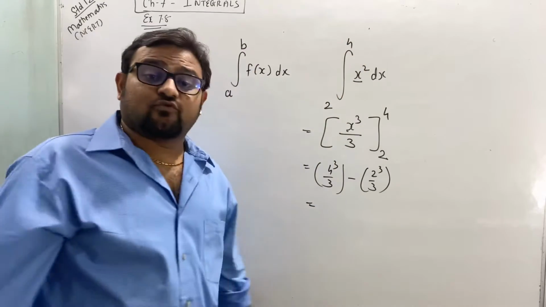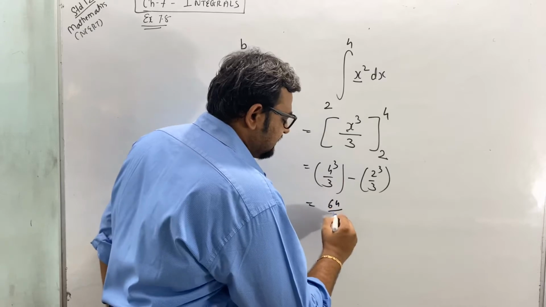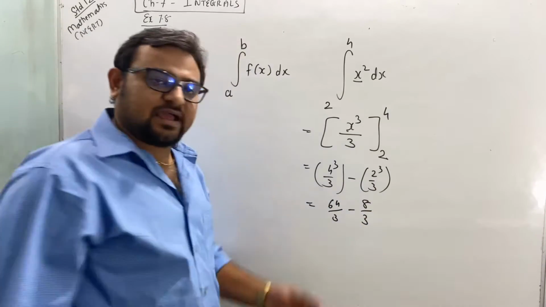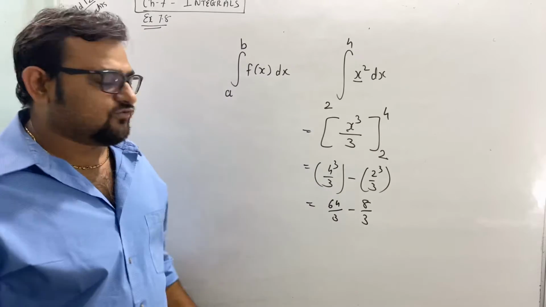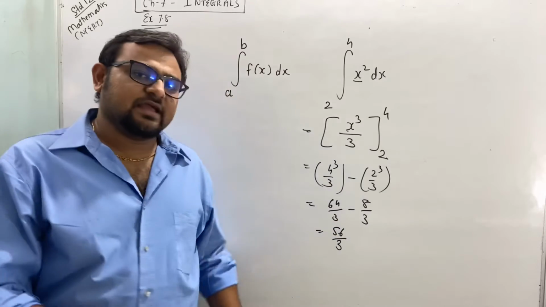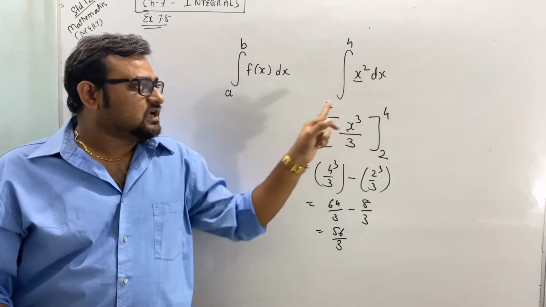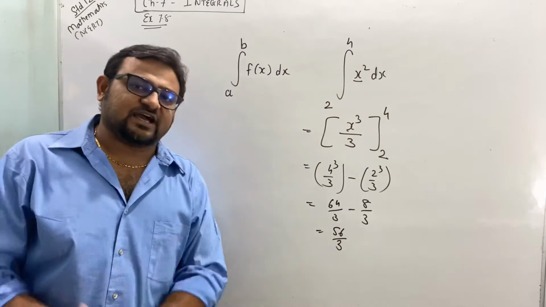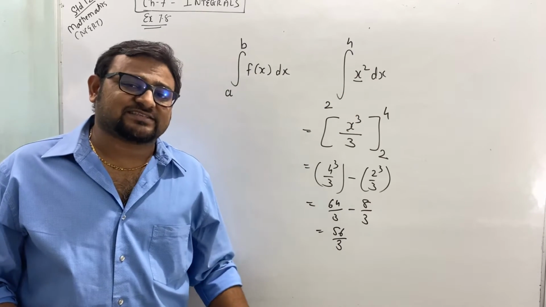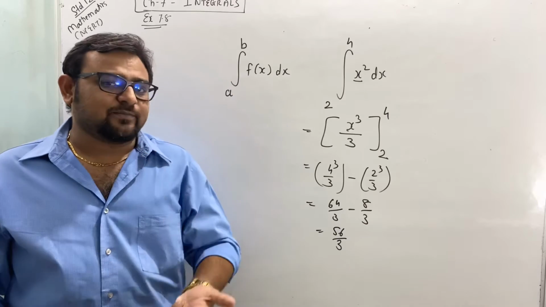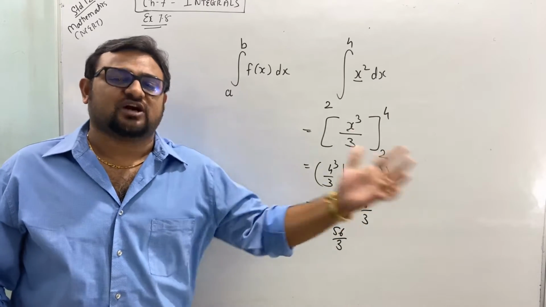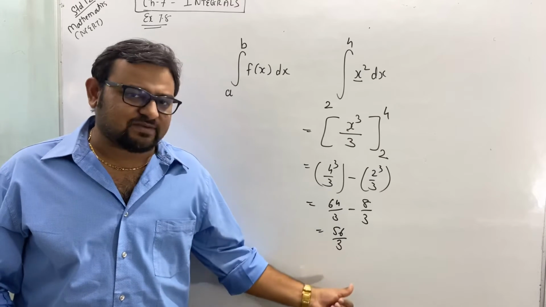So it will be 4 cube, that is 64 by 3, minus 2 cube, that is 8 by 3. So 64 minus 8 will be equal to 56 by 3. So the integral of x square dx from 2 to 4, this is the answer, right? But this is the direct method. In exercise 7.8, we are going to use the method of limit of sum. You can verify your answer by this method.